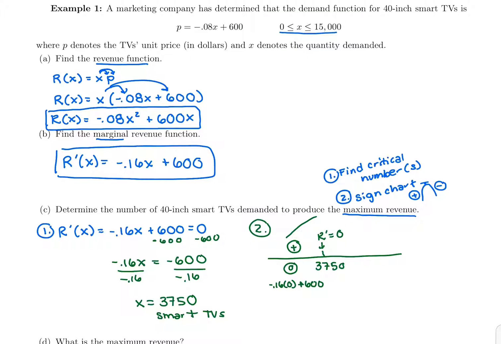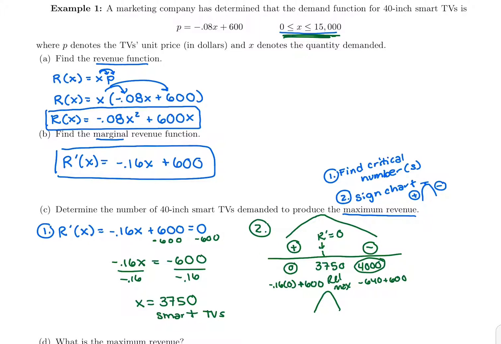After 3,750, I can test anything I want to. I should probably stick within this domain, so I'm not going to test 20,000, but maybe I'll just test 4,000. Plugging into the derivative, I'm going to do negative 0.16 times 4,000, which is giving me negative 640 plus 600. This is going to be a negative number here. So the original function must have been increasing, it had a critical number, and then it was decreasing. So this is definitely going to be a relative max.